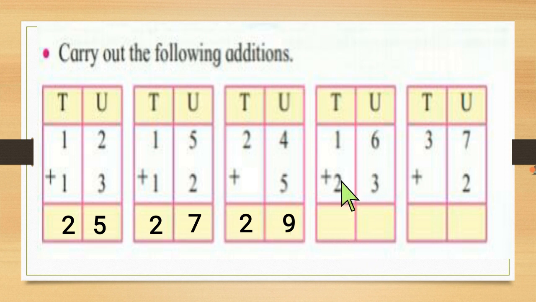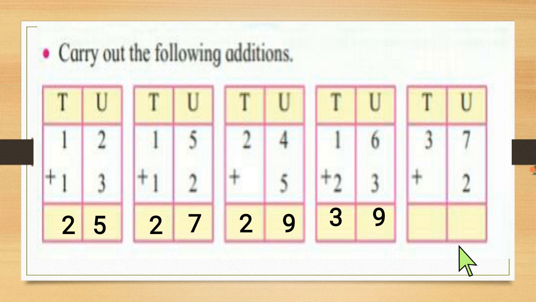Fourth question, 16 plus 23. We should solve the unit side first. Just count 3 forward from the number 6. 7, 8, 9. So the answer is 9. Here 1 plus 2. It's so easy, 3. So the answer will be 39.